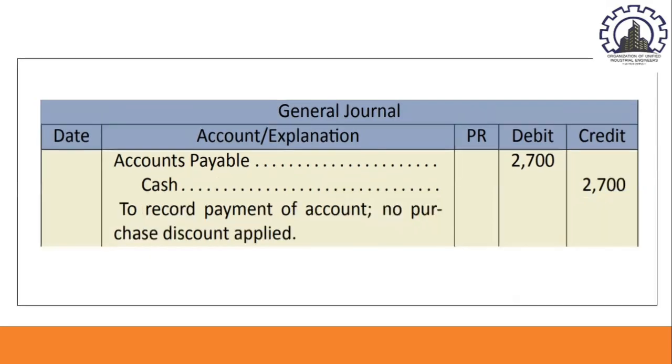this one. So if in case the payment is made after the discount period, which is within 15 days, then this is how your general entry would look like. So you have their accounts payable debited $2,700 and cash credited $2,700. To record payment of account, no purchase discount applied. So you need to indicate that there was no purchase discount applied since the customer made a payment beyond the designated date, which is within 15 days.